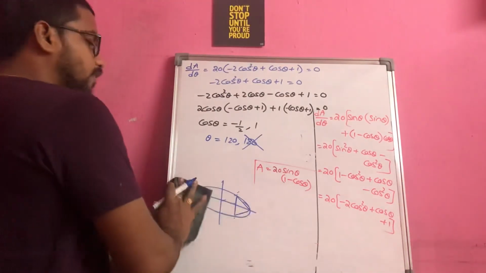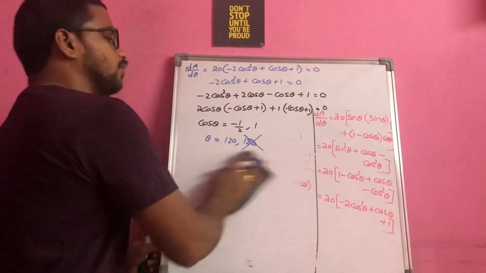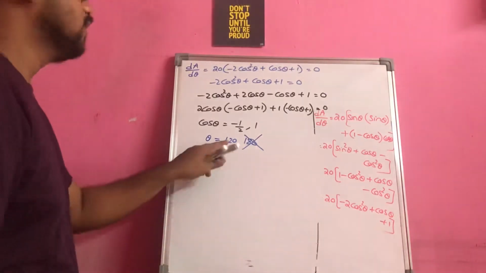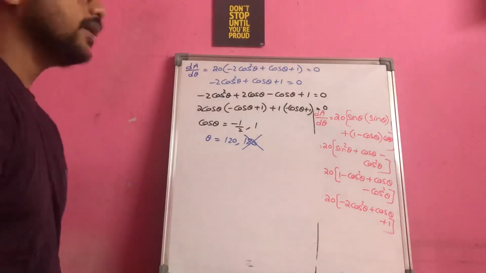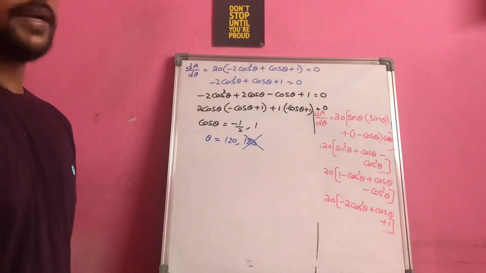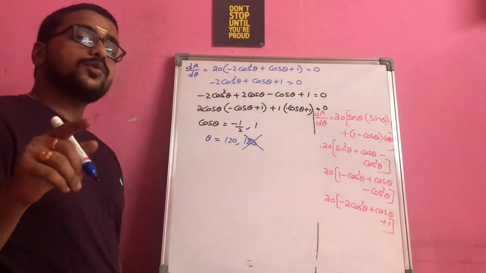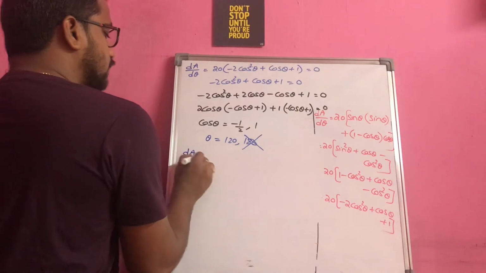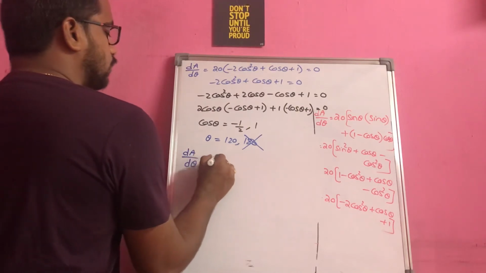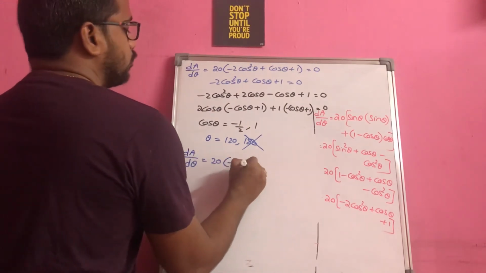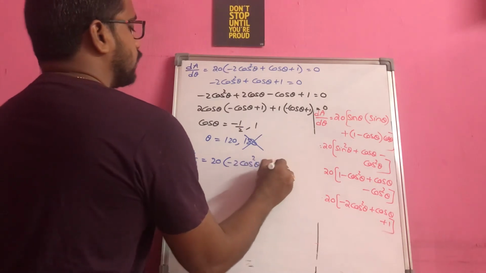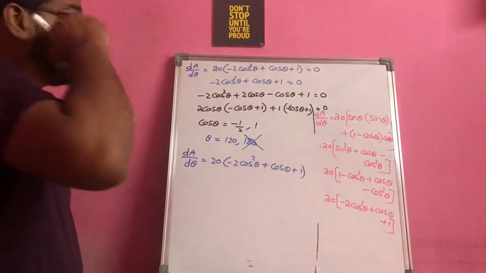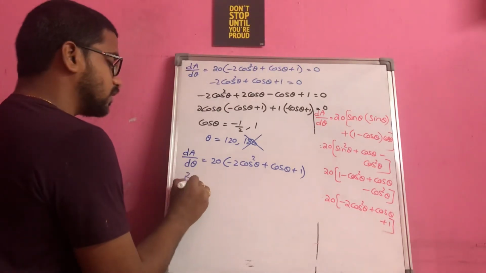So you should be very conscious in eliminating why we are eliminating a particular value of theta. So the possible answer is only theta equal to 120 degrees. But we have to prove that it is the maximum area, right? So let us apply second order differentiation. dA by d theta is equal to 20 into minus 2 cos square theta plus cos theta plus 1. This is the dA by d theta we got. So let us apply second order differentiation here.